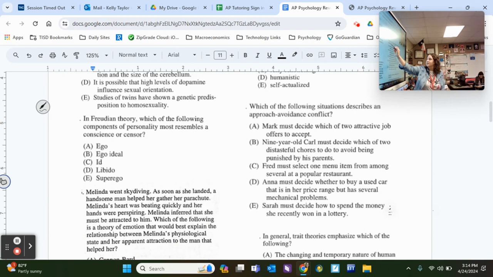So approach-avoidance is a conflict. There's approach-approach, avoidance-avoidance, and approach-avoidance. A lot of people think that approach-avoidance is just like the first two that came before. So Mark must decide between two attractive job offers, so two good things. That's approach-approach. You have two great opportunities. Nine-year-old Carl must decide which of two distasteful chores to do. It's like, I have to clean the bathroom or I have to scrub the floors. Both of those suck. That's avoidance-avoidance, because you want to avoid both of those.